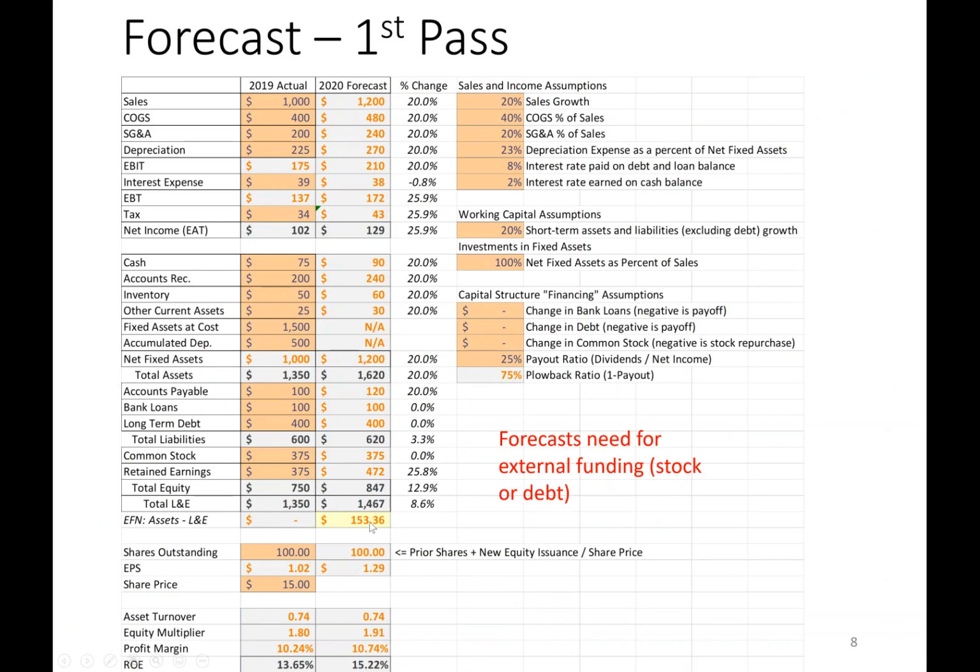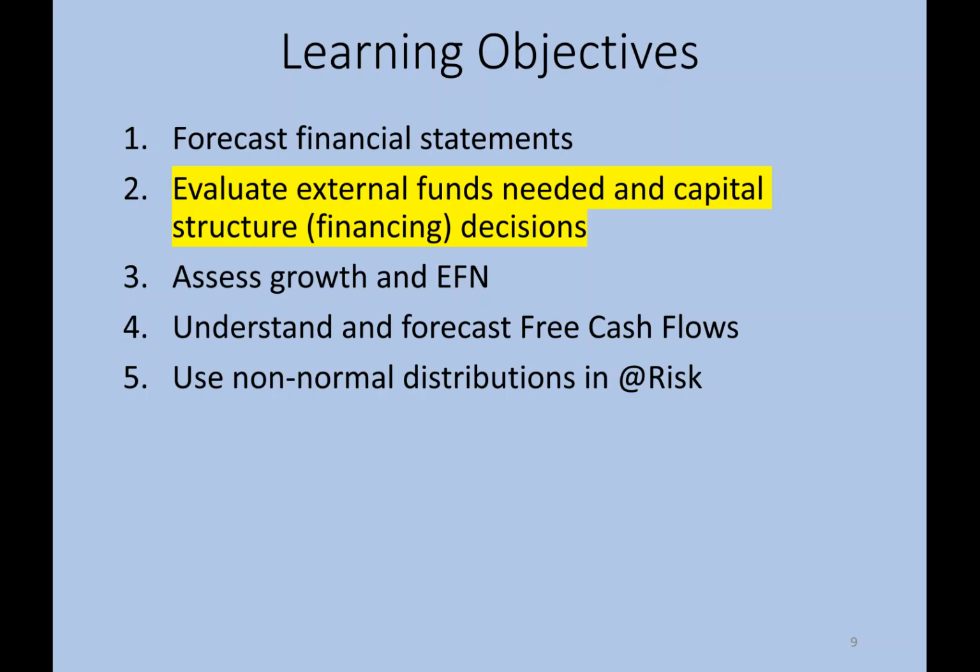And if we wanted to close that gap, we'd move on to our second pass and make changes to bank loans, debt, common stock, or even things like payout ratio. So in this topic, we forecasted our financial statement. We did our first pass.